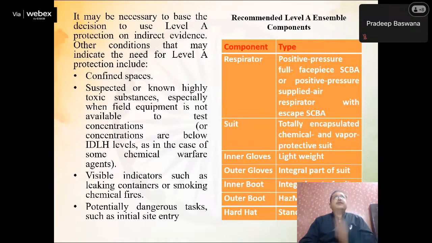If somebody asks you which type of equipment you require to develop a level A ensemble, you can easily say we want respirator, suit, inner gloves, inner boot, outer boot, and hard hat, which have these particular specifications or configuration. So that in case of a very highly hazardous environment, we can use this type of ensemble. That is the level A ensemble.